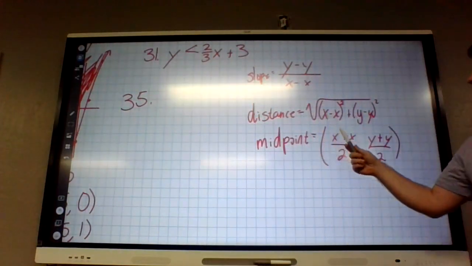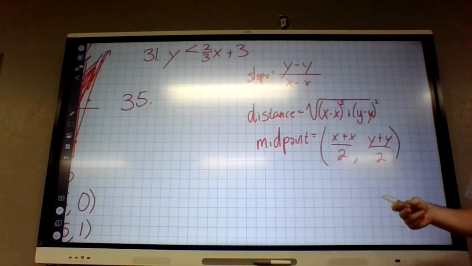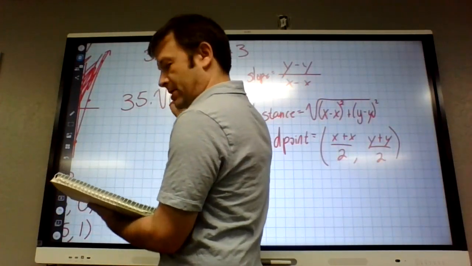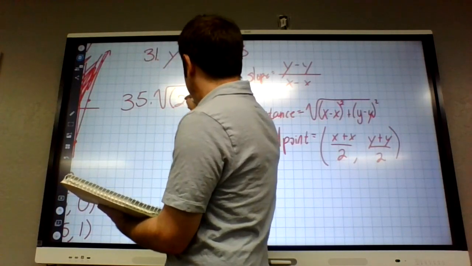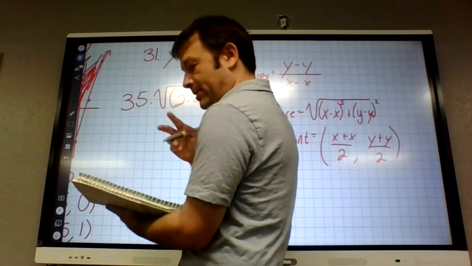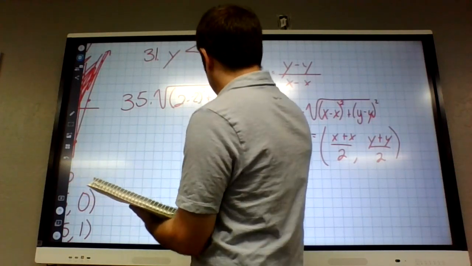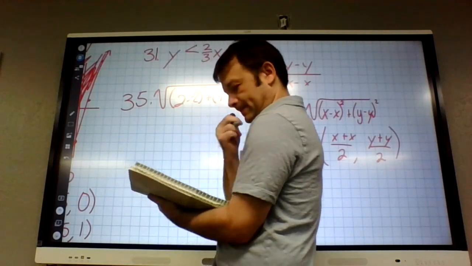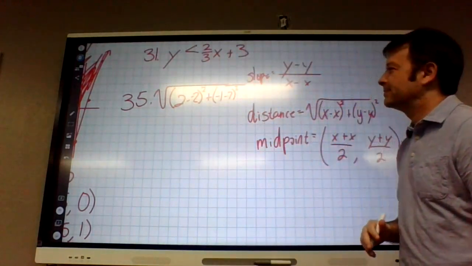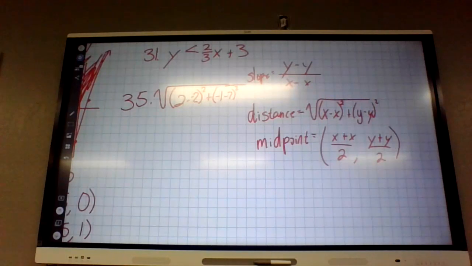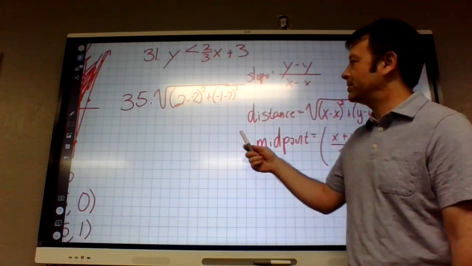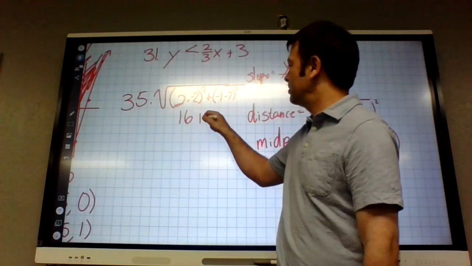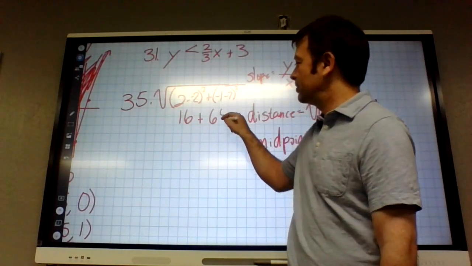All right, 35. So we're doing distance and midpoint on this. So the distance is the square root of x minus x squared plus y minus y squared. So it's 2 minus negative 2, squared, plus negative 1 minus 7, squared. Remember, your calculator can do that. Most of your calculators can do these completely. That'd be 4 squared is 16. We got a lot of that. 8 squared is 64.